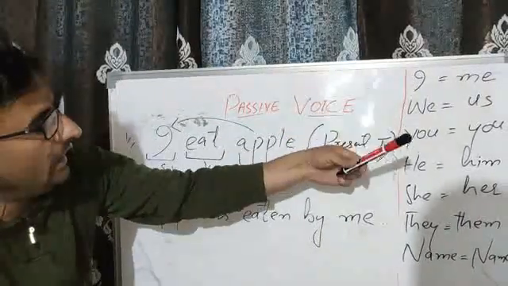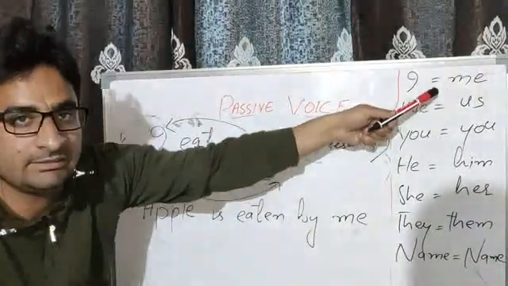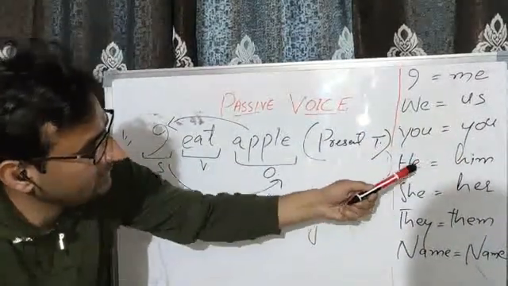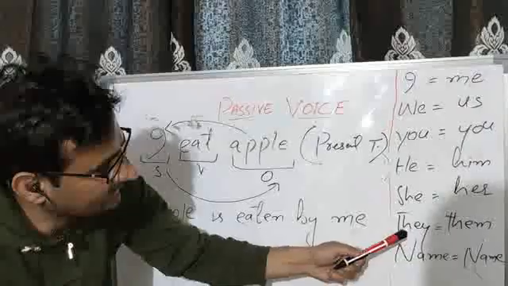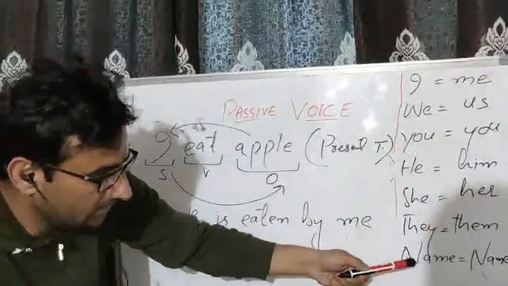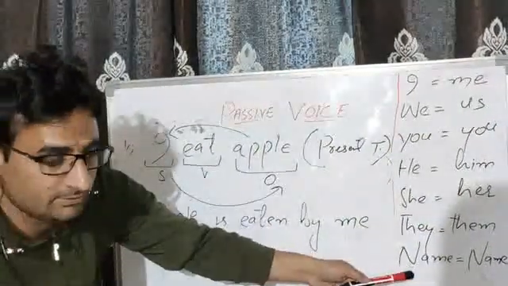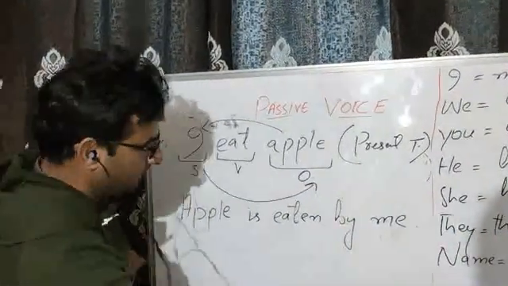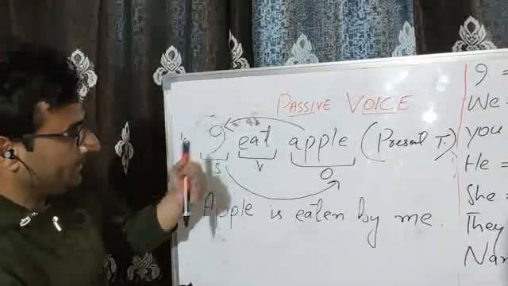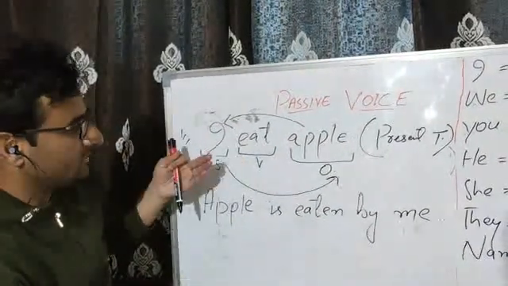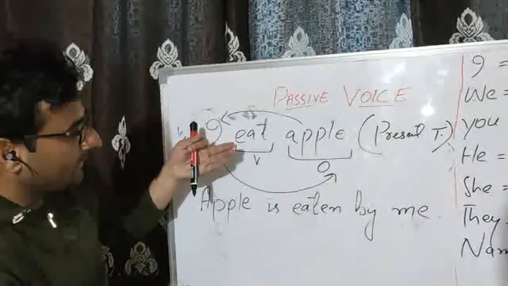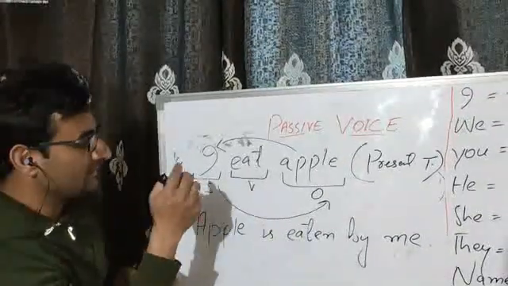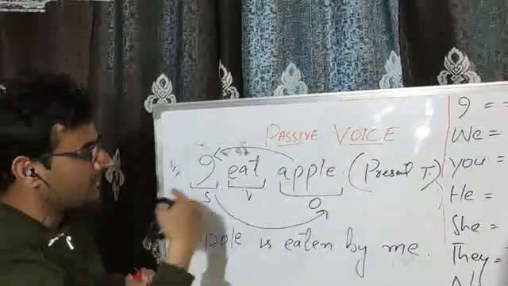सो यू कैन सी हियर आई is changed into me. The object of I is me. We into us. You remains same. You. He into him. She into her. They into them. And if it is anybody's name here, then it remains same. The name remains same. ये चीज आप mind में रखेंगे. So it was the conversion of this present tense into passive voice, the conversion into passive voice of the sentence which was here in present tense.